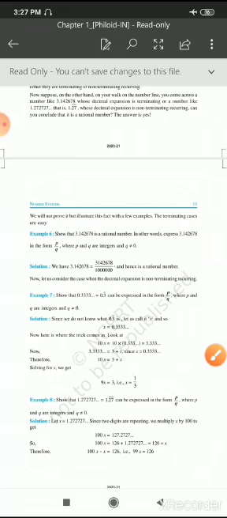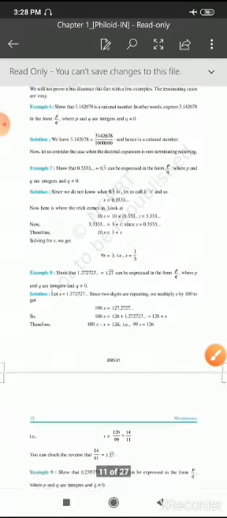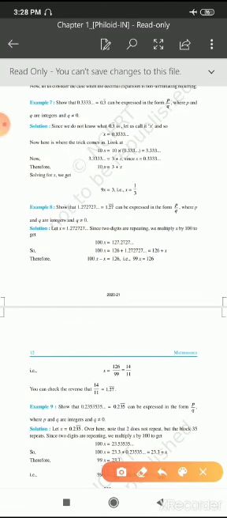Look at another example. Show that 1.27 bar can be expressed in the form of p by q, where p and q are integers and q is not equal to 0. See here, in 27 bar, two digits are repeating. So to represent this in the form of p by q, let us take x is equal to 1.2727 and so on. Since two digits are repeating, we will multiply by 100. In the first example only one digit was repeating, so we multiplied by 10. As here two digits are repeating, multiply by 100. Then 100x is equal to 100 into 1.2727.